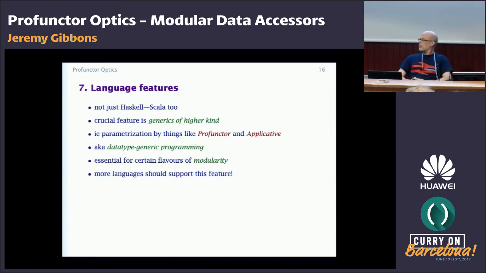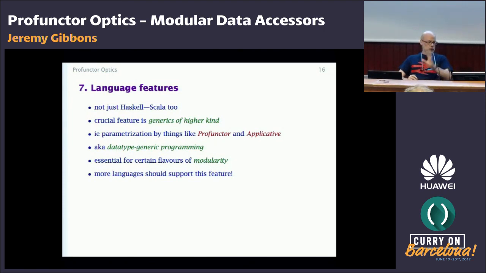So that's it. If you want the full details, you should read the paper, as I say. I've shown it in Haskell. It doesn't have to be in Haskell, but there aren't many languages in which you can do this. The thing that you need is generics of higher kind. So I need things like generic profunctors and applicative functors. These are not types, they're operations on types. Haskell has that, and Scala has that, but I don't know of any other language that has that. So you're not limited to Haskell, but you're limited to Haskell and Scala as far as I know.